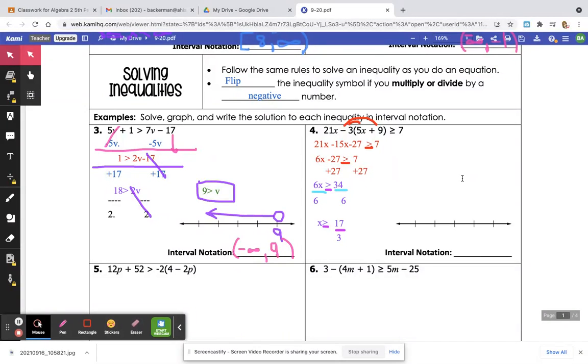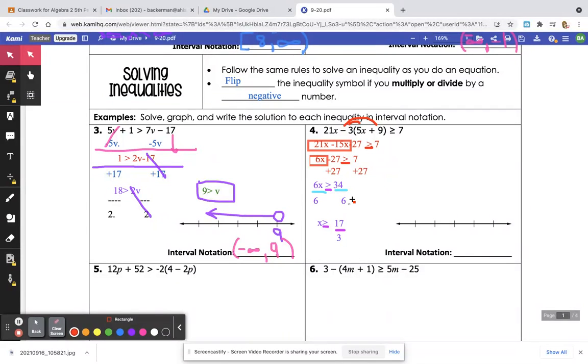From there, we can actually combine like terms. And so we are going to combine this 21x and minus 15x. That will give me 6x. Okay. We then still have 6x minus 27 on the left and 7 on the right. Now we're going to add 27 to both sides. And so we get 6x is greater than or equal to 34.